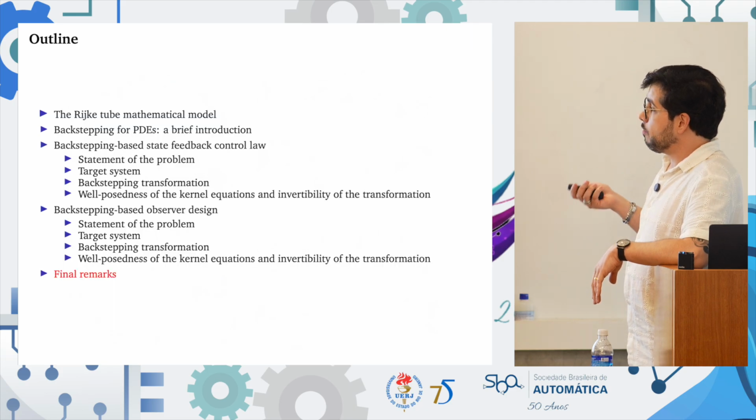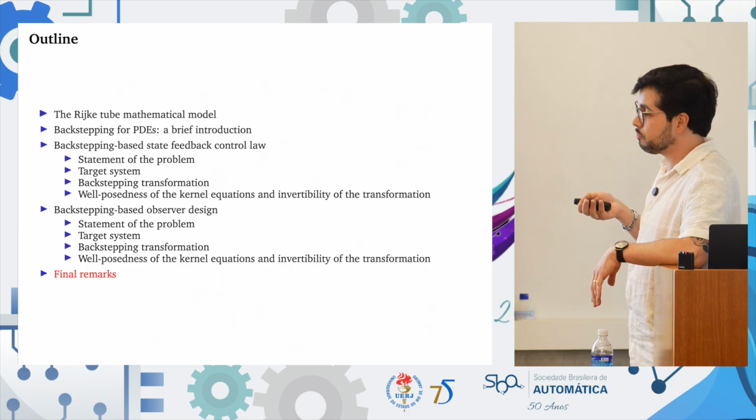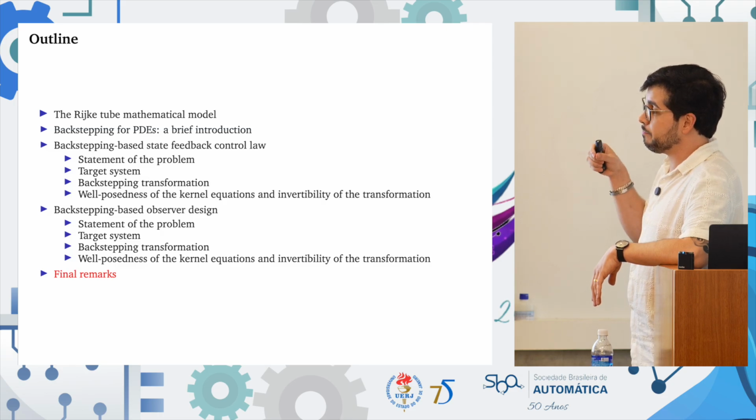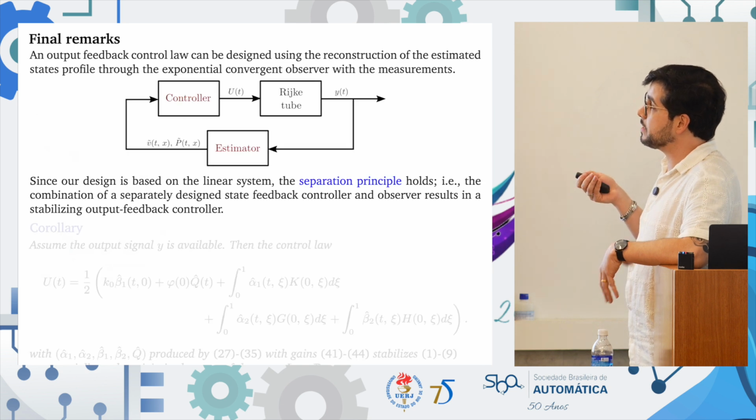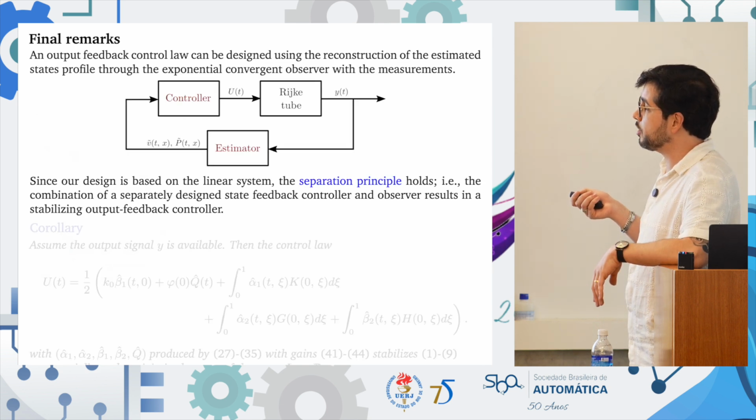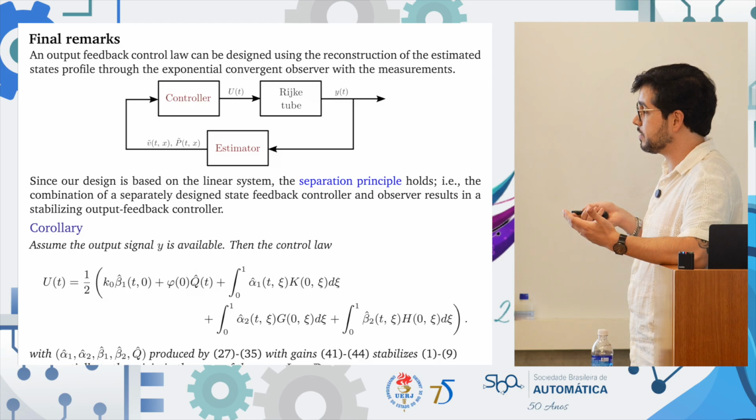Okay, so we have designed the backstepping feedback controller, which is a full state feedback controller, and we have designed a backstepping observer that only needs the value of the pressure at one boundary. And since the system is linear, we can apply the separation principle, that is, the combination of the designs, which were made separately, produces an output feedback controller that stabilizes the system. So this is the final result I would like to show.